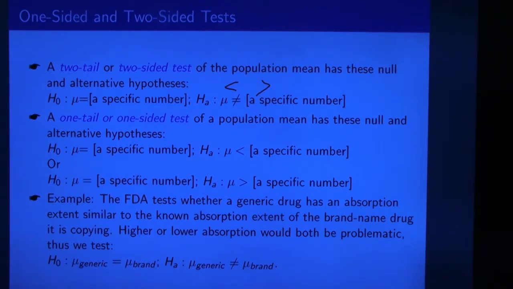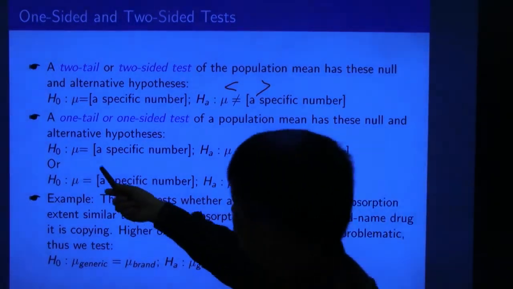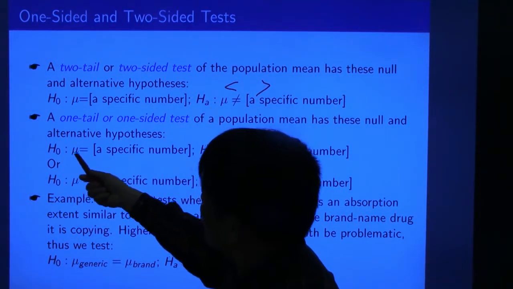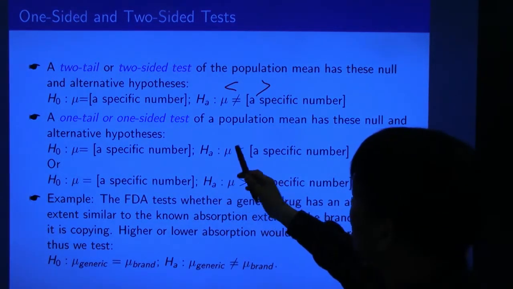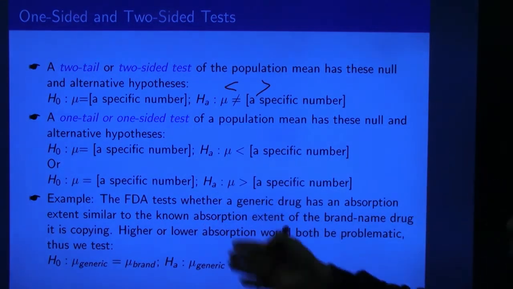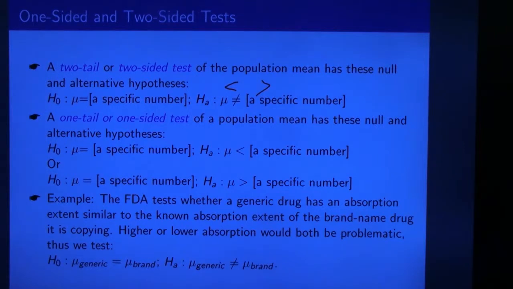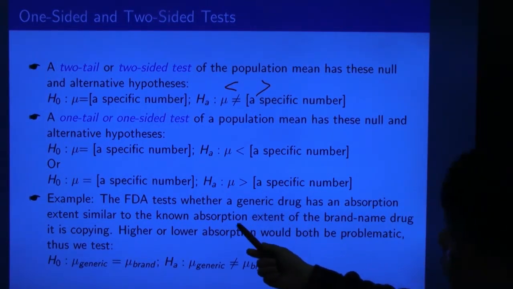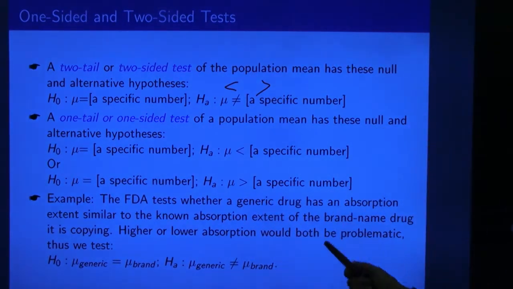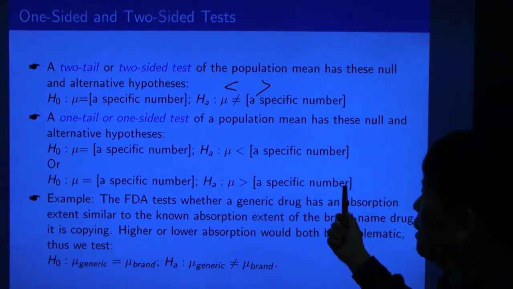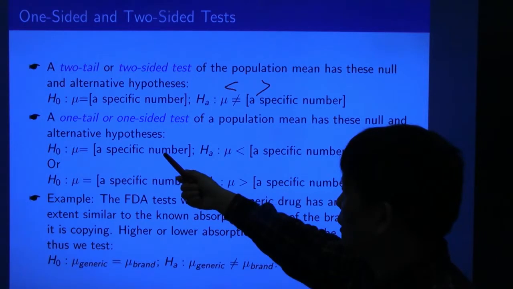A one-tailed or one-sided test of the population mean looks like this. The mu, the same; H0 is the same. And for HA, we can use less than. That means left-hand-sided, so one tail, the left tail. Or you can say greater than a specific number. Usually this specific number is the same as the null hypothesis number.